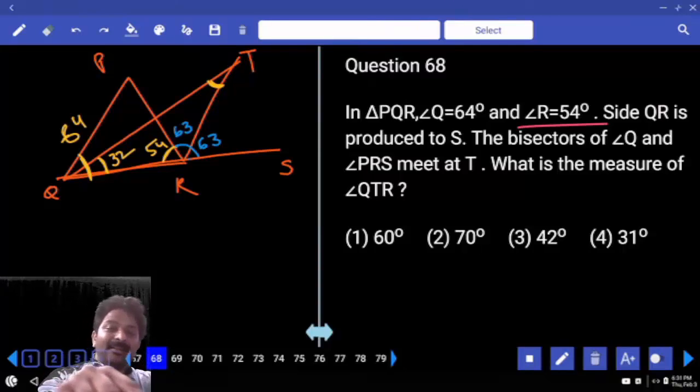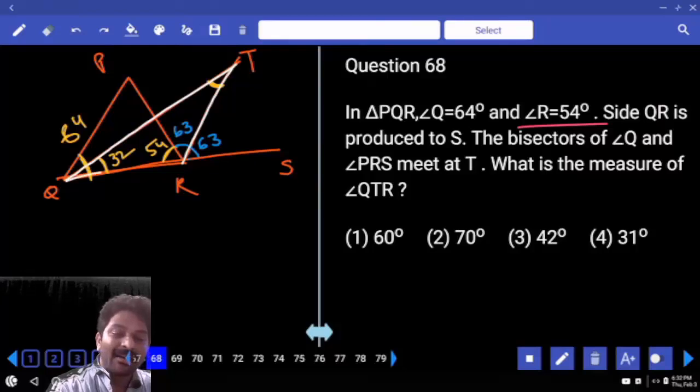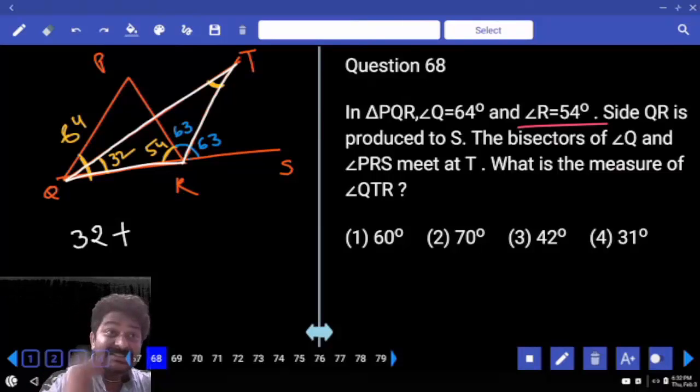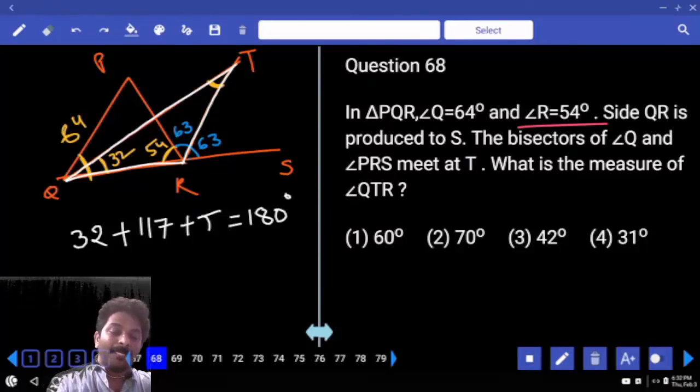63. Correct. Now look at this. For triangle QTR, already we know angle at Q is 32 and angle at R is 63. 95 plus angle at T must be equal to altogether 180 degrees, right? How much is this? 149. That goes to the other side. Then T is equal to 31 degrees. Final answer.